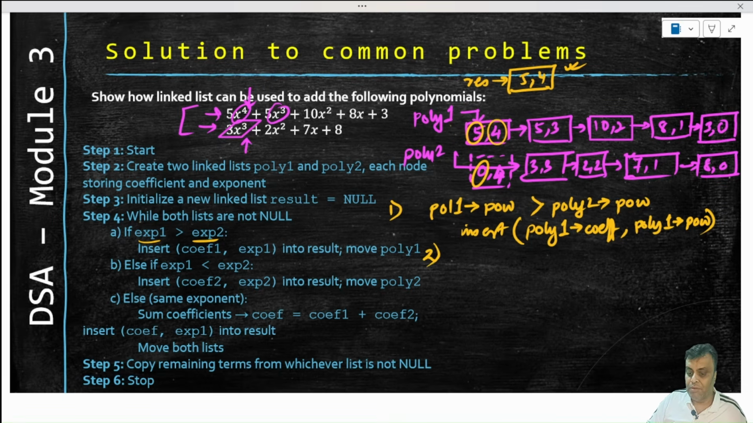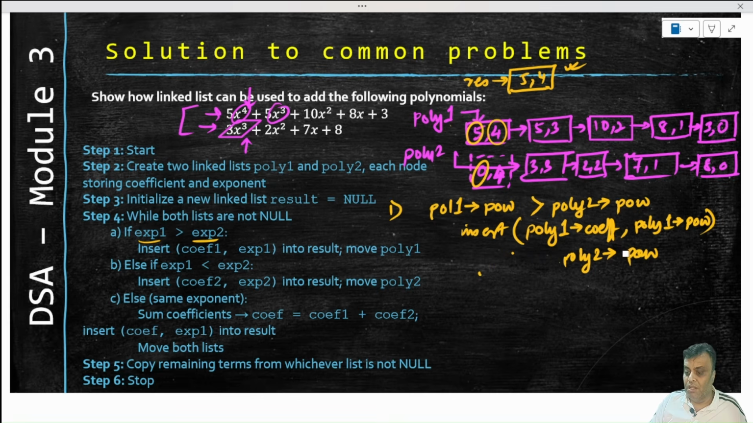Else, what will happen? Else, the other way around, polynomial 1's power will be less than polynomial 2's power. And when will that happen? It will not happen here anyway. Polynomial 1's power will never, and by the way, we missed one step. Let me do that step.